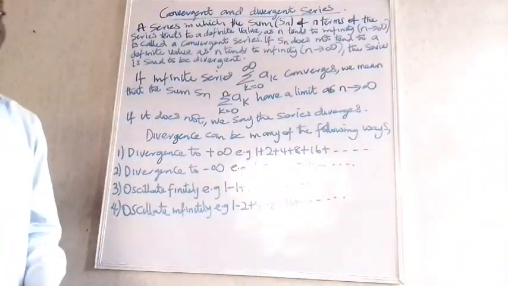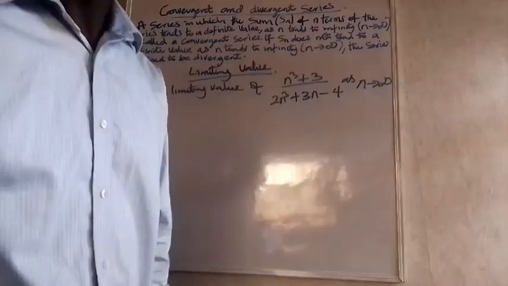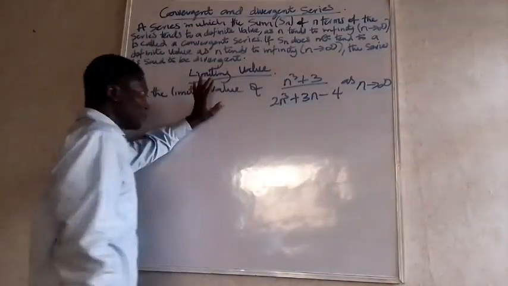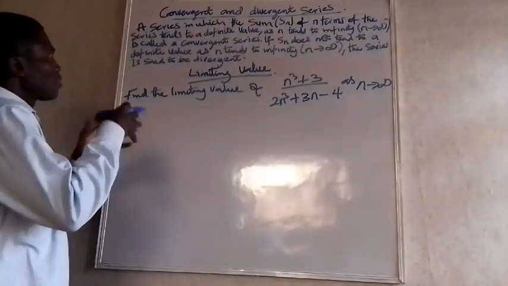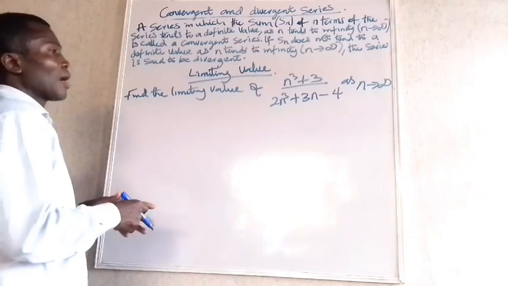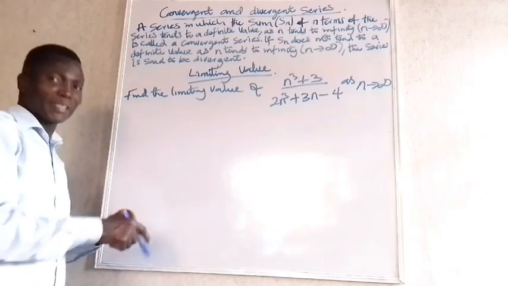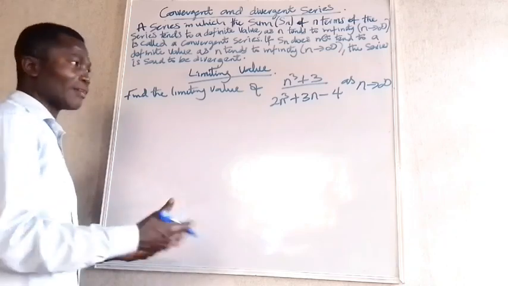Now let's look at another aspect of convergent series. Now we have talked about limiting value before. Limiting value knowledge is very necessary in finding the value of the convergent series at infinity. At the same time, it's also useful in doing some tests to know if the series is convergent or divergent.